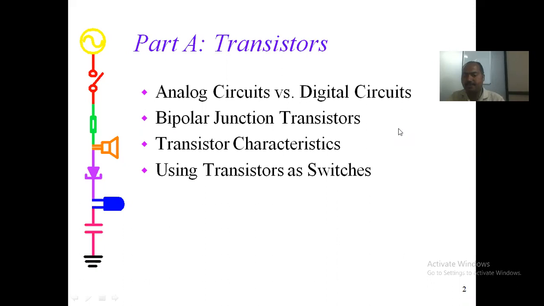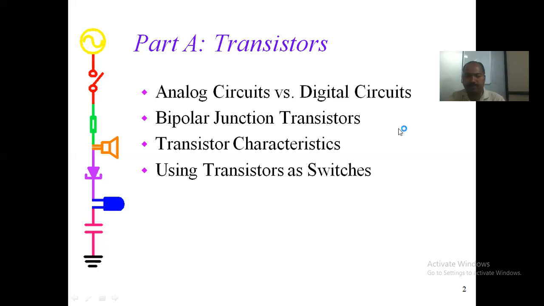BJT is called the bipolar junction transistor, right? In a bipolar junction transistor, current conduction takes place due to both electrons as well as holes. That's why it is called a bipolar junction transistor. The field effect transistor is called a majority charge carrier device. Majority charge carrier indicates that current conduction takes place due to either electrons or holes. So that is the basic difference between BJT and JFET.